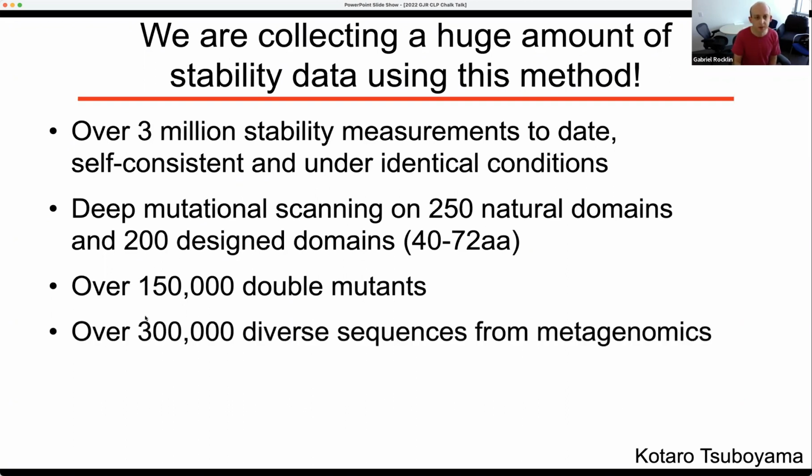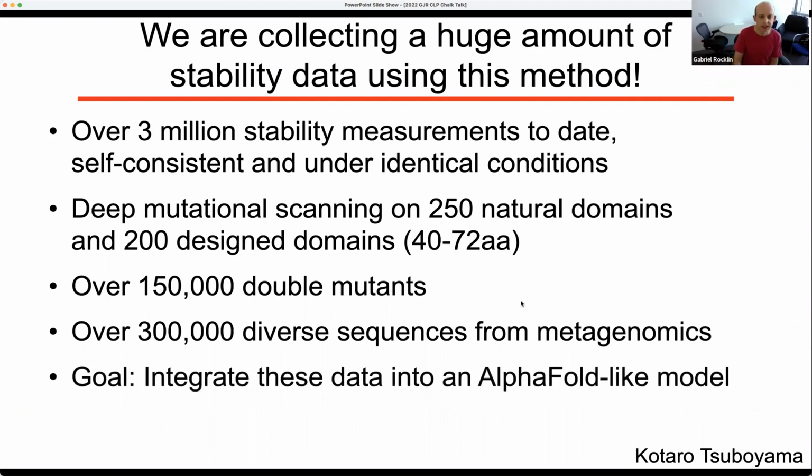We also measured stability for about 300,000 sequences from metagenomic databases, where we just cut out single domains that were short enough to encode on the oligos from all this metagenomic data. So this is much more diverse sequences than the mutational scanning, where we're just looking at small variants of the same domains. So we have in-depth data where we take one sequence and make all these mutations, and we also have breadth data where we look at all these diverse sequences from metagenomics.